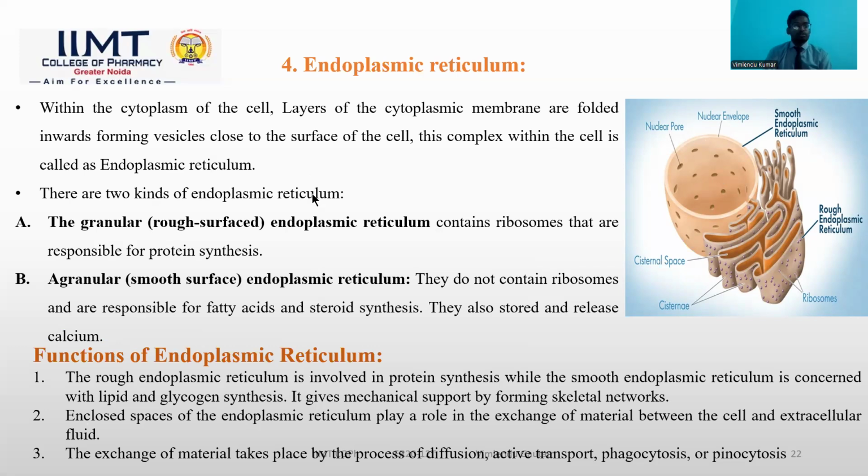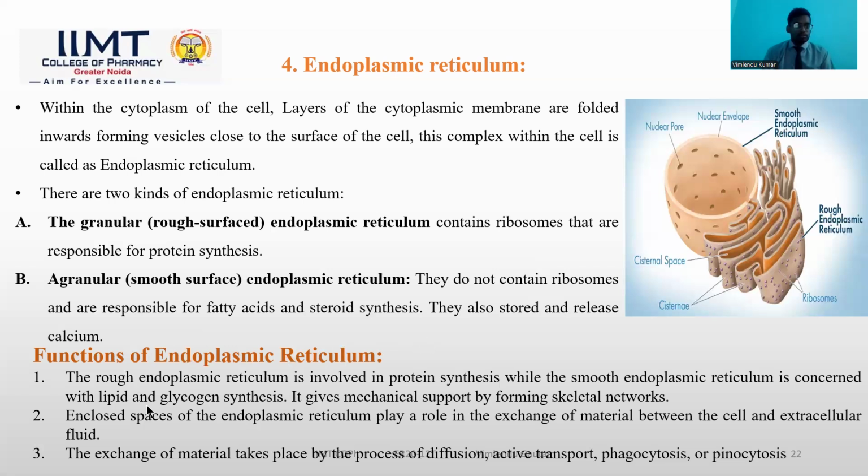Endoplasmic reticulum is of two types. First is the rough endoplasmic reticulum, which contains the ribosomes that are responsible for protein synthesis. It is also called the granular endoplasmic reticulum. Second one is the smooth endoplasmic reticulum, which is agranular endoplasmic reticulum. These do not contain ribosomes and are responsible for fatty acid and steroid synthesis. They also store and release calcium.